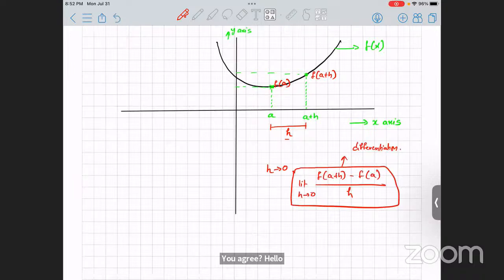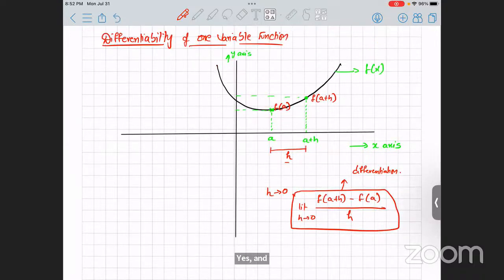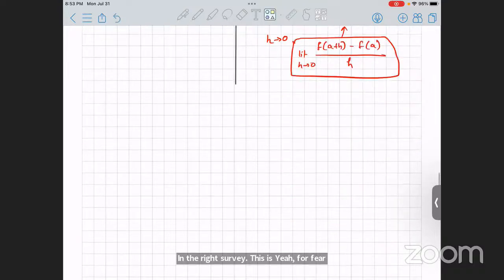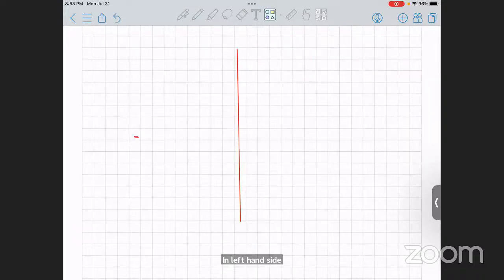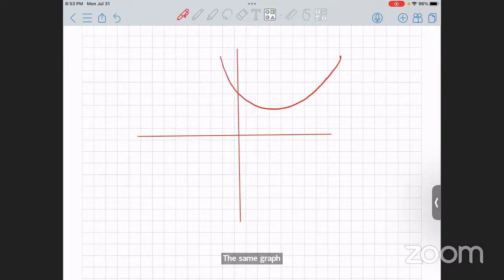Now my question is: we have done it in a right side way, f of a and f of a plus h. Can you do it in a reverse way, on the left hand side, in the same graph? f of a minus f of a minus h. We select f of a, and then we do a minus h, which is below. Can you do it like this? Yes, sir, we can do it.